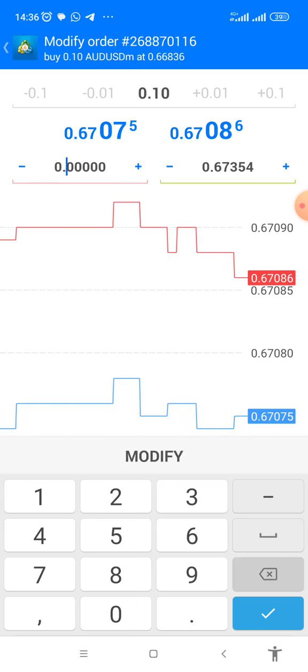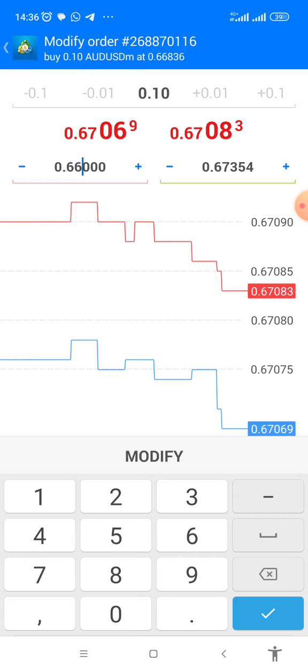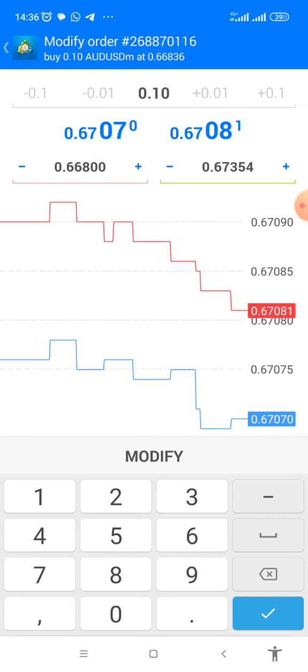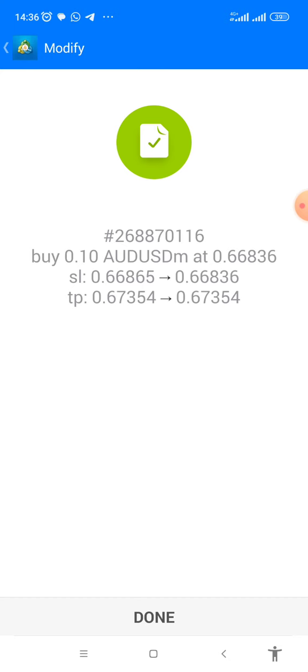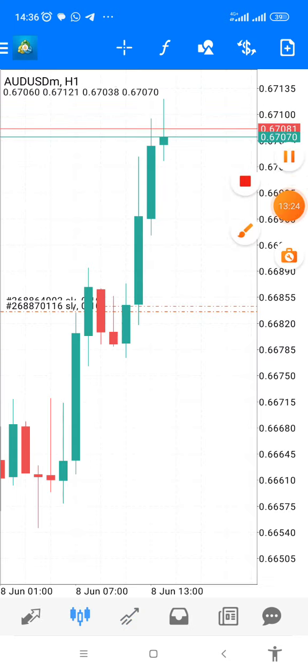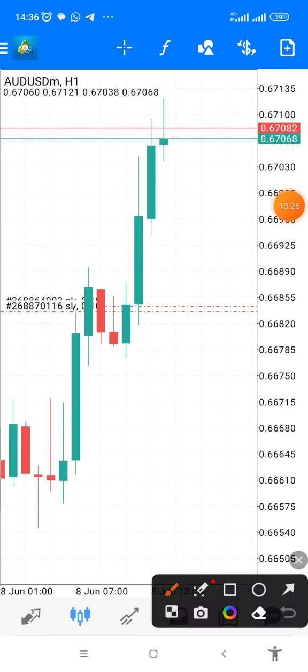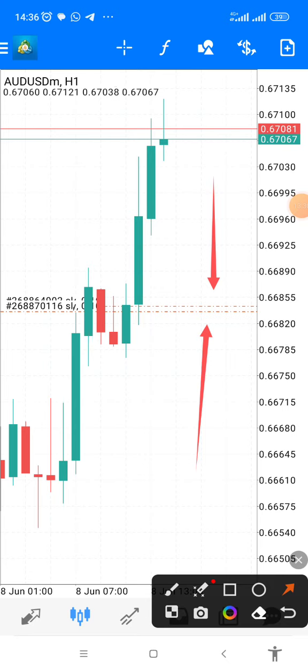So I'll clear this one. Then I'll choose 0.66836. Then I modify. Now you will see that if I come back, the two entry prices have all become red. What it means is that now my stop losses are at the various entries. They are now at the various entry points.